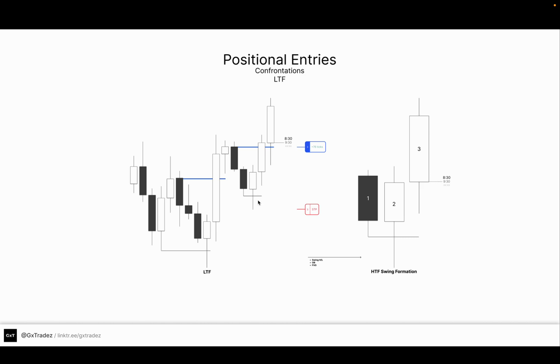Now, to take a positional entry, you have to be in close proximity. The driver's open has to be in close proximity to some very obvious or bulky opposing candles. You need a large range so you don't get wicked out. Does that make sense? And it's very key that we haven't yet expanded away from that key level.